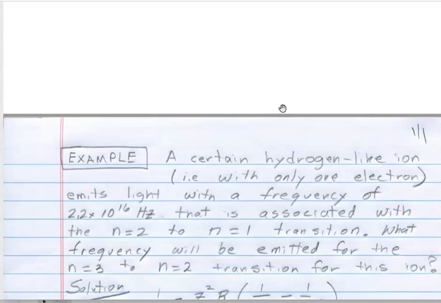It emits light with a frequency that's given, and we're told that one associates that emitted photon of light with the n equal to 2 to n equal to 1 transition. And then they want to know what the frequency will be for the photon that makes the n equal to 3 to n equal to 2 transition for the same ion. Now we're not told what ion it is, but we are given some information.